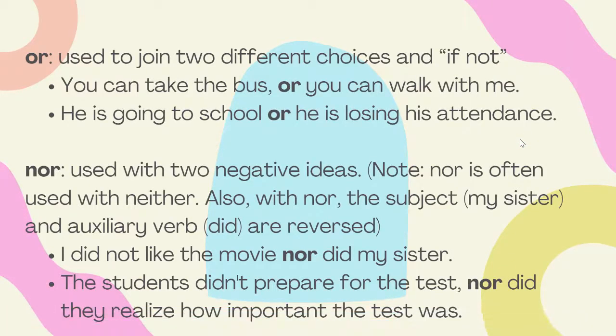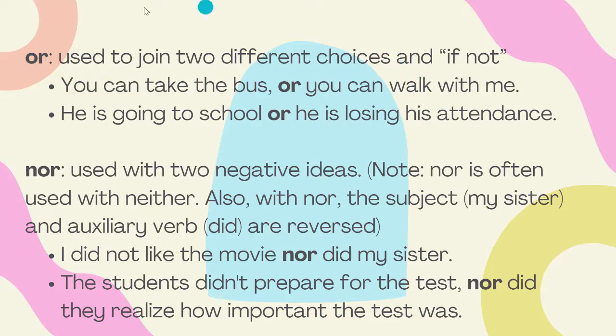Okay, next here is or. Or is used to join two different choices, and if not. So the first meaning is to join different choices, and the second meaning is if not the first. Let's see. You can take the bus or you can walk with me. So as we can see here, this is a choice. You can take the bus or walk, right?